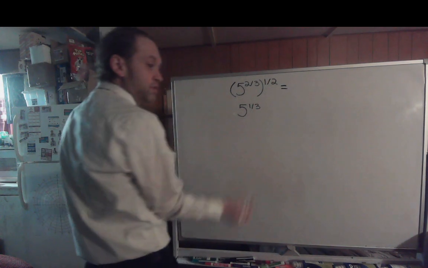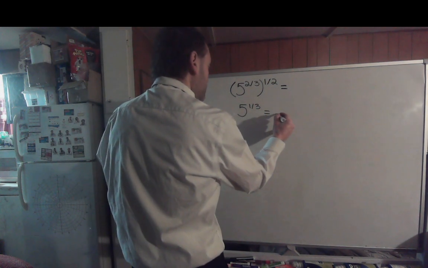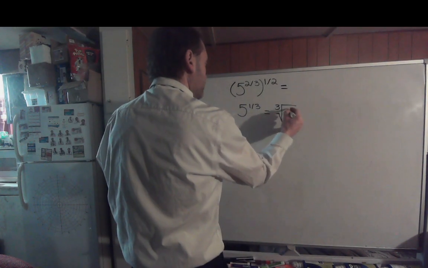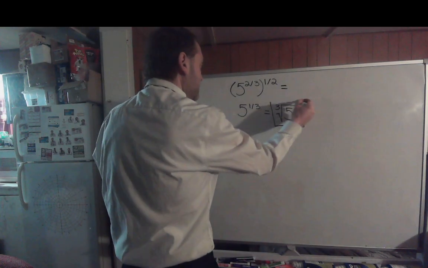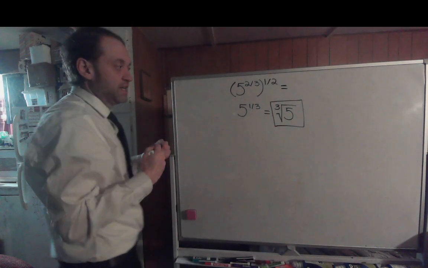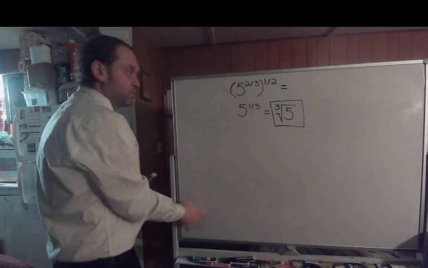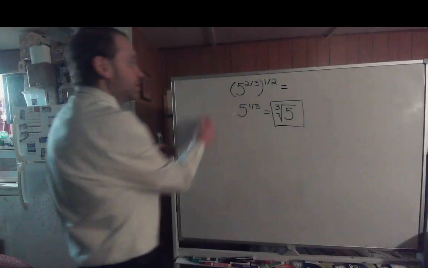You would get 5 to the 1/3, or in short, you would just get the cube root of 5. And if you care to get a decimal approximation, you can, but it's sufficient to leave it as the cube root of 5. That might be the best way to do it. Pretty simple.